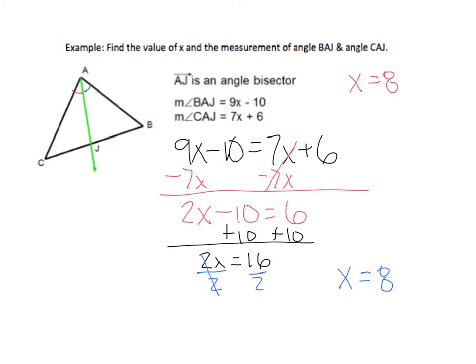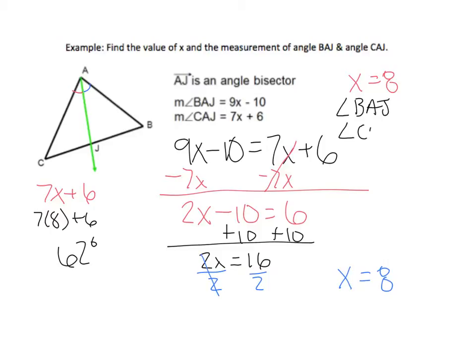Now to figure out what those angles are, we just need to pick one to plug it into. So I'm going to use the 7x plus 6, because we know both of them are supposed to be the exact same answer. So 7 times 8 plus 6. 7 times 8 is 56, plus another 6, gives us a grand total of 62 degrees. So angle BAJ and angle CAJ are both equal to 62 degrees. Now, if I had asked for the measurement of angle BAC, hopefully you would have recognized that we would just have to add these two answers together to get that whole thing.